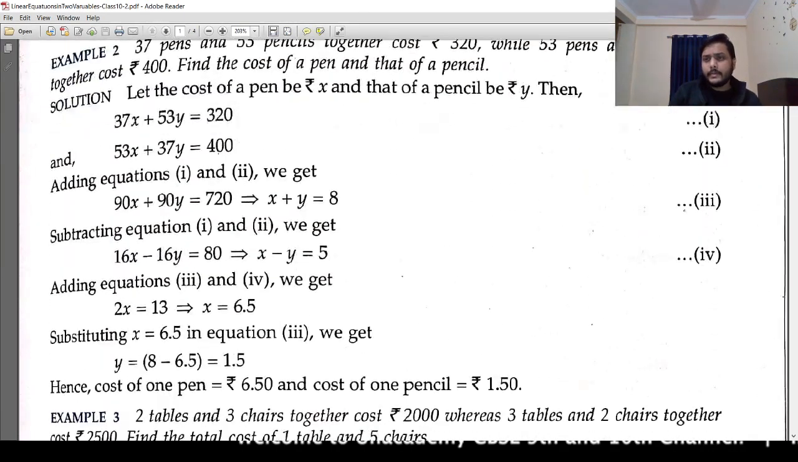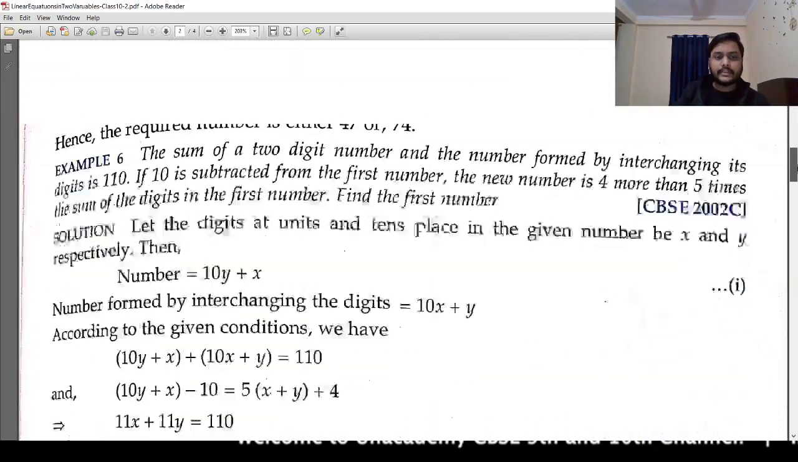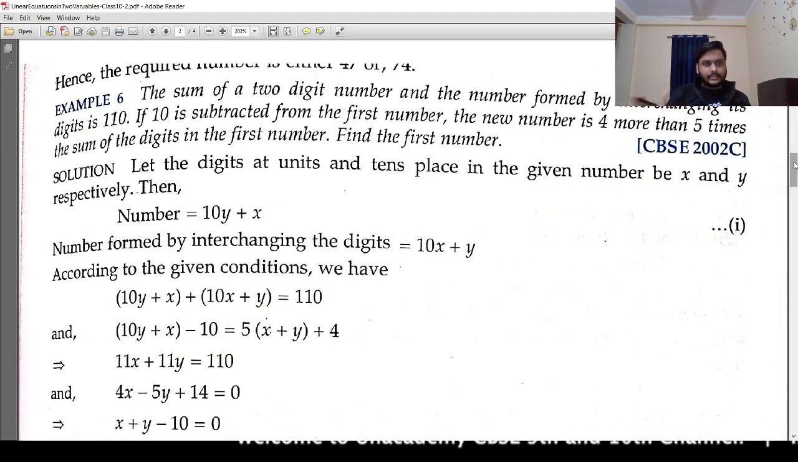Most of the questions will be previous year questions, guys. So I am assuming that you all are very clear with the basics of your linear equation in two variables, like how to solve two equations, whether it is elimination, substitution or any other method. So if you look at this question, the question is very straight. The sum of a two-digit number and the number formed by interchanging its digit is 110.